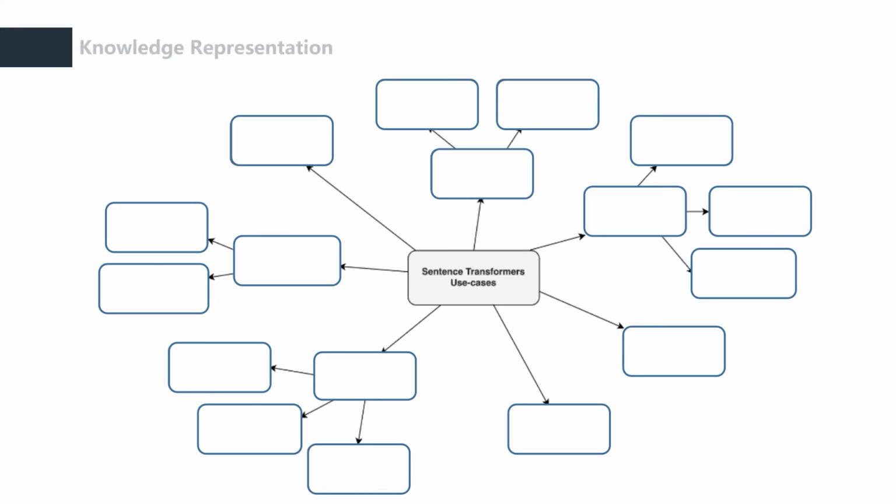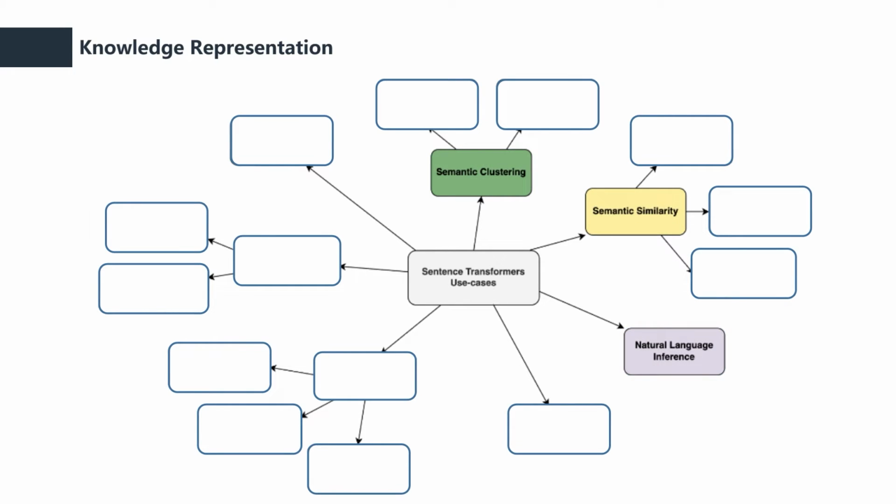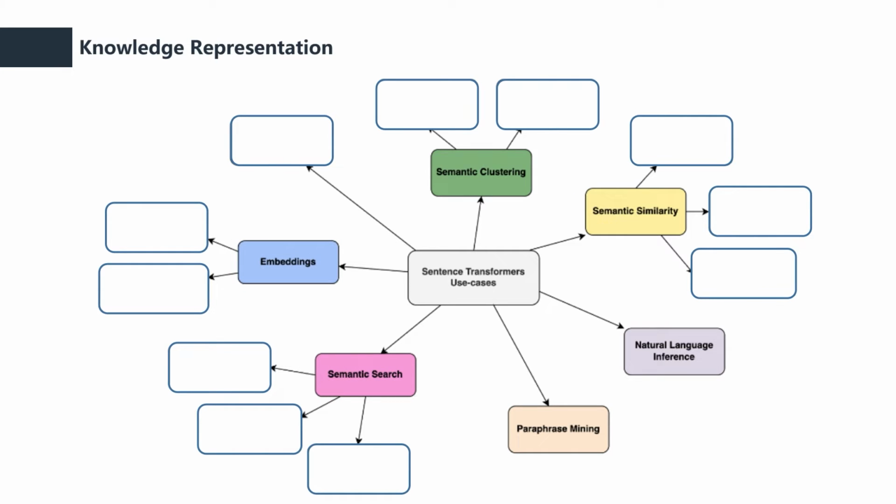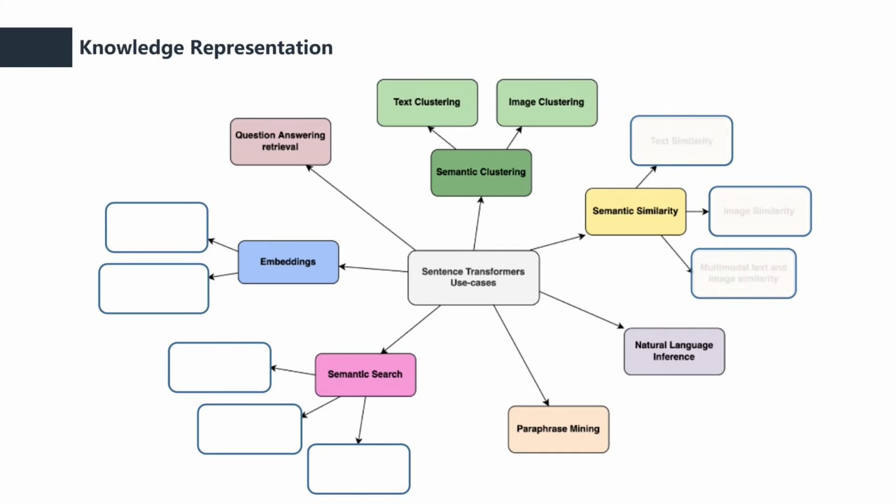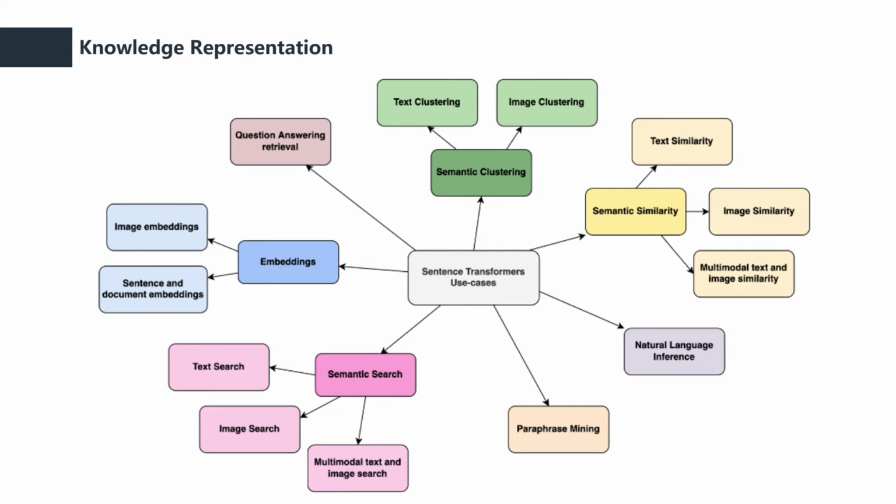In knowledge representation part, in order to calculate the similarity of each course skills and course detail respectively, we used sentence transformers, which also named SBERT, to get the result. Sentence transformers can be used under different situations, like semantic clustering, semantic similarity, natural language inference, paraphrase mining, semantic search, embeddings, question answering retrieval, and so on. Our using situation is semantic similarity calculation.